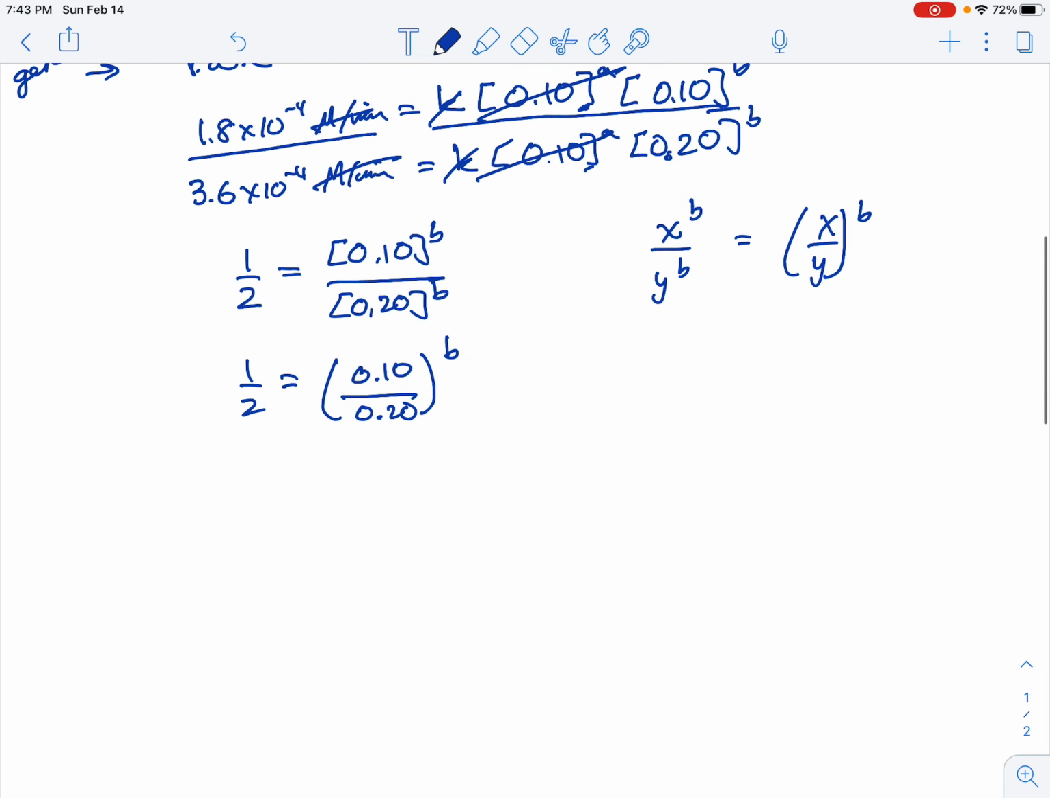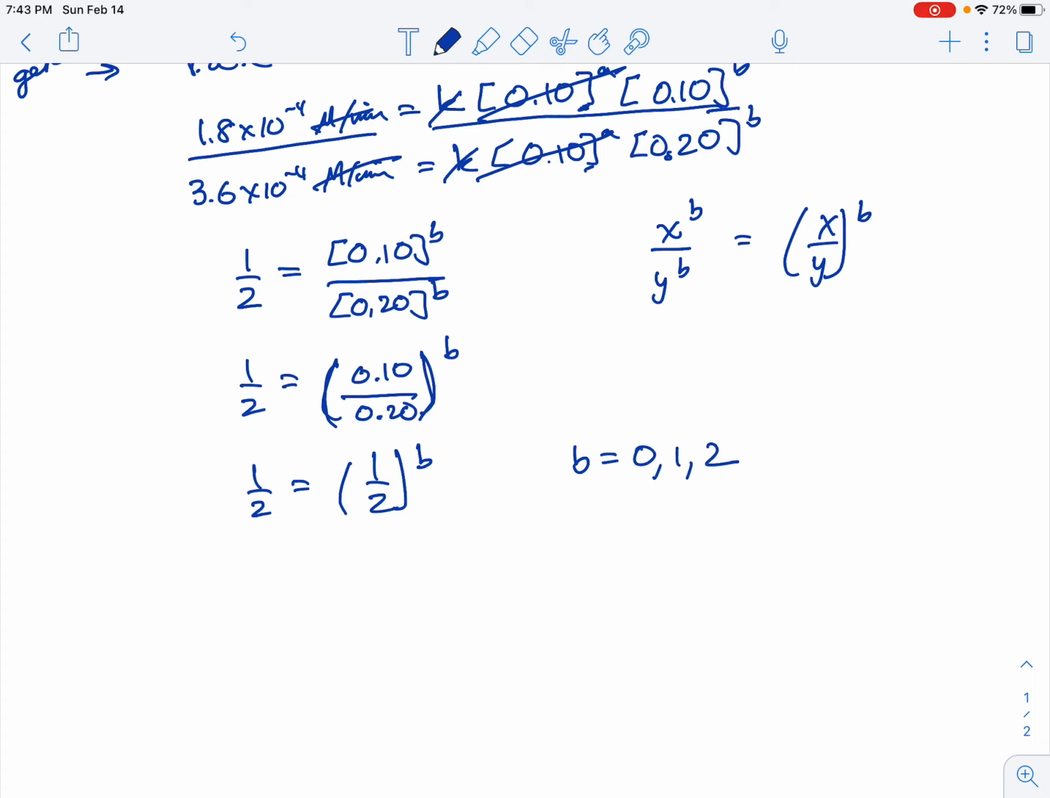All right. Now we're going to simplify what's inside my parentheses here. So 0.1 over 0.2, that's 1/2. So we've got 1/2 equals 1/2 to the b. Now we have to ask ourselves, what does b have to be? What does the value of b have to be equal to? The only possibilities here that we're going to study in this class are 0, 1, and 2.